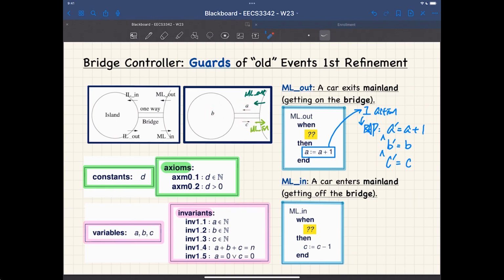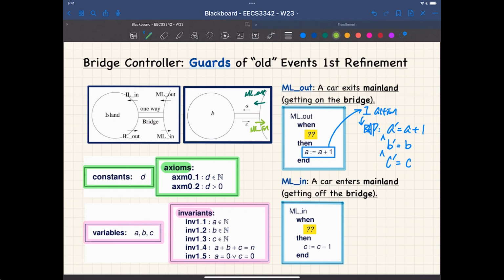B would have been changed already when that particular car tried to exit from the island. Would have been done that already. But now, when the car actually travels through the bridge and the cars try to go back to the mainland, that'll be represented by another event, MLN. Right? That's something we'll see later when we put all the 4 events together.